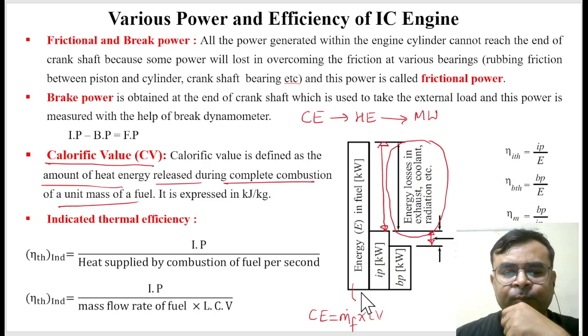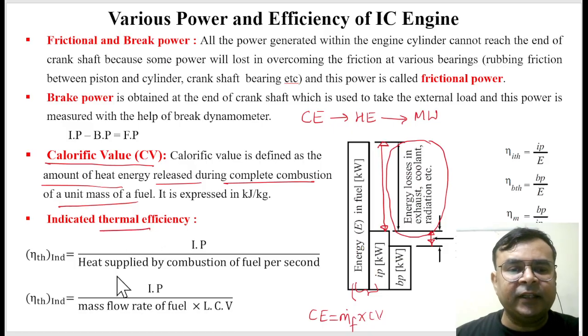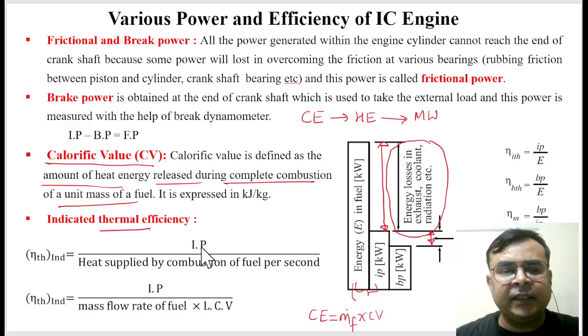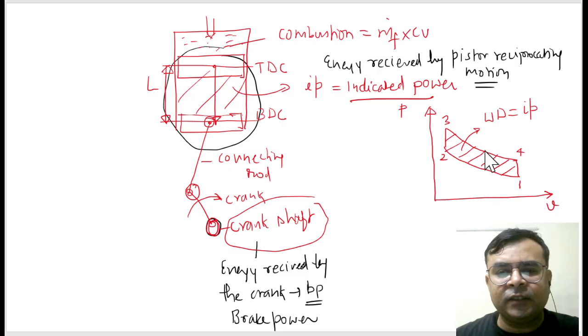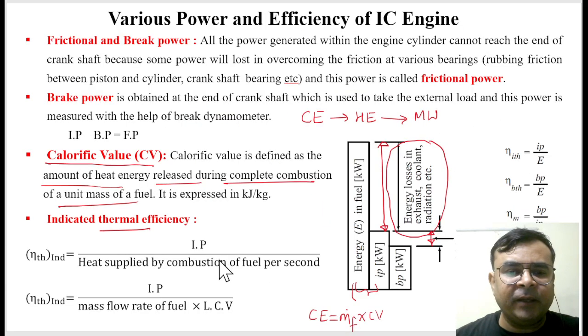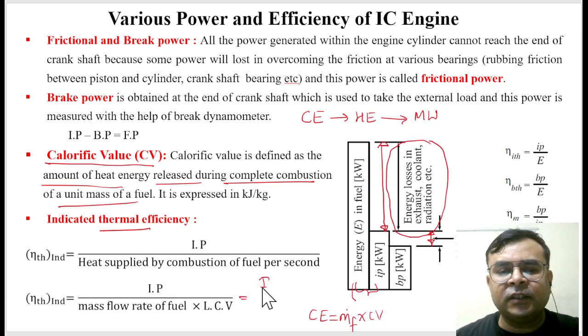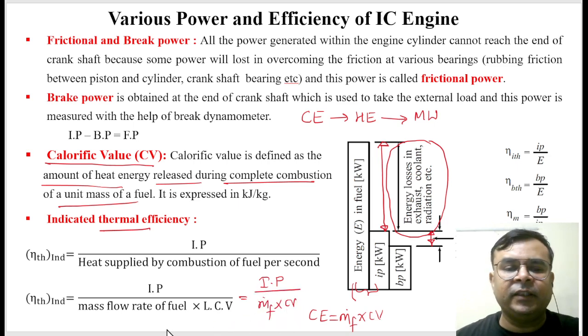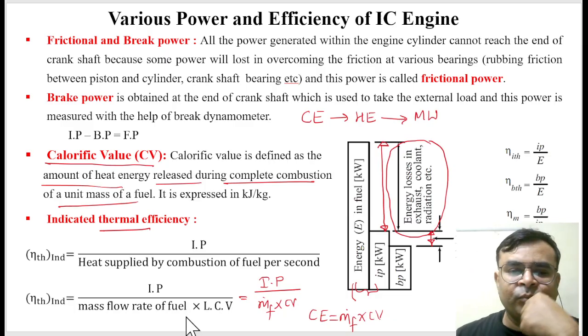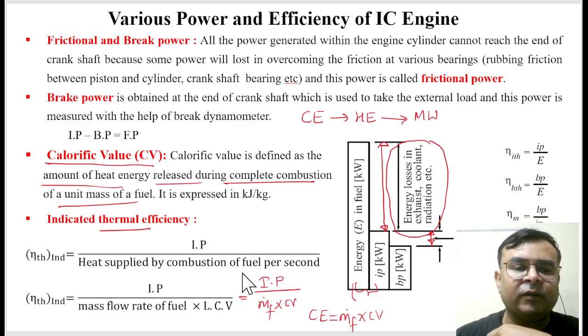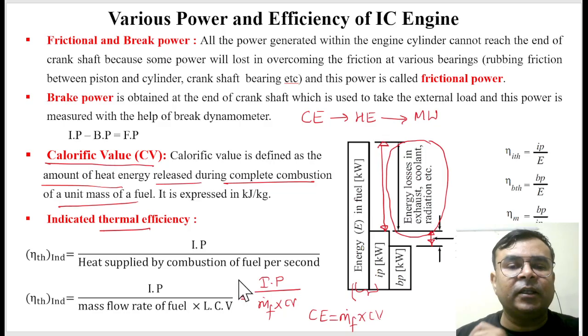So in between them, here we will get indicated thermal efficiency. Indicated thermal efficiency is nothing but indicated power, which means the area of this PV diagram, divided by the total energy supplied by the fuel. And how to calculate this total energy supplied by the fuel? It is indicated power divided by mf, that is mass flow rate of fuel, into CV, the calorific value. Is it right? So from this relation you can find out the indicated thermal efficiency.